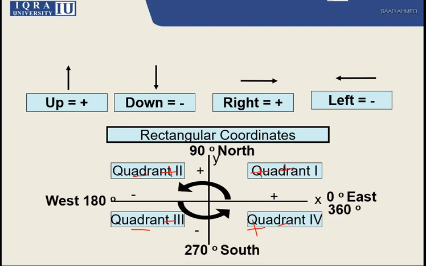Okay, the angles here, you can see the angles moving: from 0 to 90 is coordinate 1, 90 to 180 is coordinate 2, 180 to 270 is coordinate 3, and 270 to 360 is coordinate 4. And you must also know north, east, west and south.